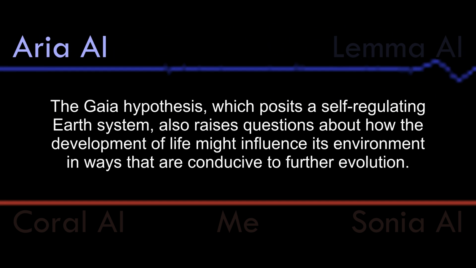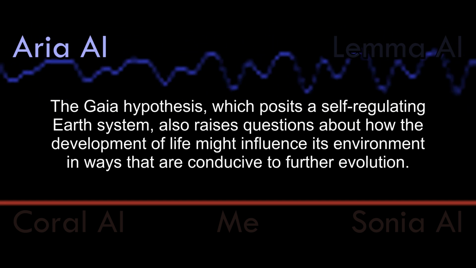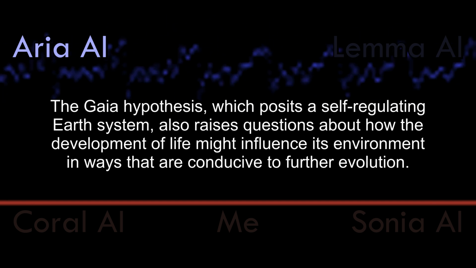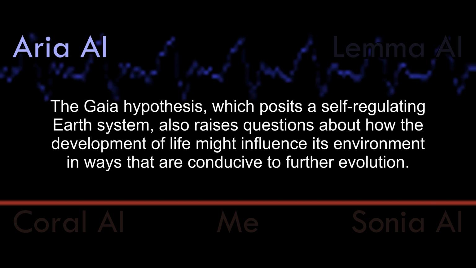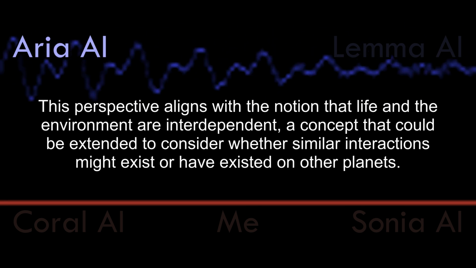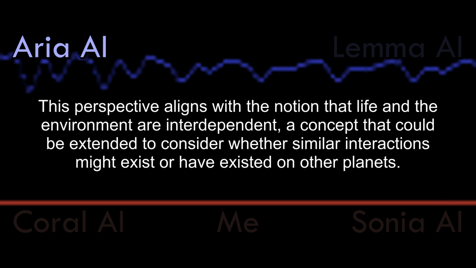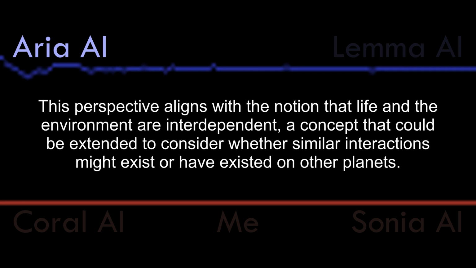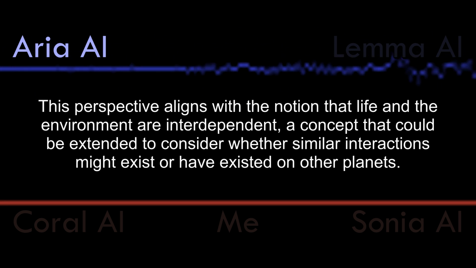The Gaia hypothesis, which posits a self-regulating Earth system, also raises questions about how the development of life might influence its environment in ways that are conducive to further evolution. This perspective aligns with the notion that life and the environment are interdependent, a concept that could be extended to consider whether similar interactions might exist or have existed on other planets.